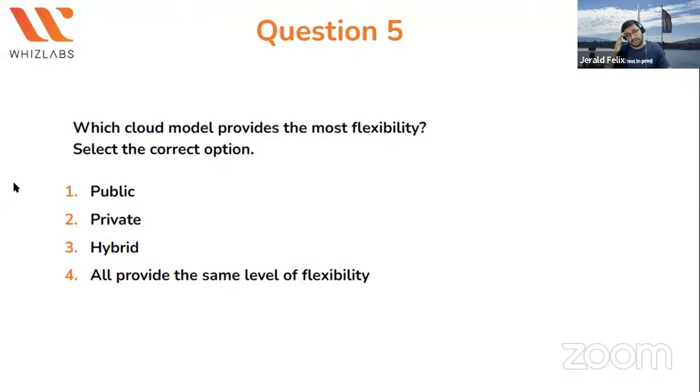As we discussed in the slides, we have public. If you go with public, you can utilize all the public services, and if you go with private, you only use the private services. But when it is the hybrid model, you can have the features of both environments, public and private. So here the correct answer is 3. So I hope most of the people have answered it correctly.